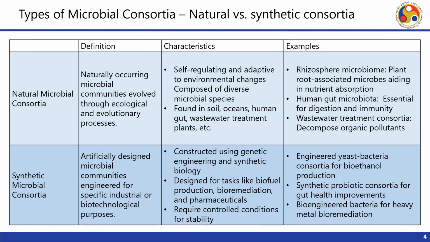Now, based on the above discussion, we can see that there is a natural and synthetic consortia. In the natural microbial consortia, these communities evolve through ecological and evolutionary process. In the synthetic microbial consortia, these are artificially designed microbial communities engineered for specific industrial or biotechnological purposes. In the first case, they are self-regulating and adaptive to environmental changes, composed of diverse microbial species found in soil, oceans, human gut, wastewater treatment plants, etc.